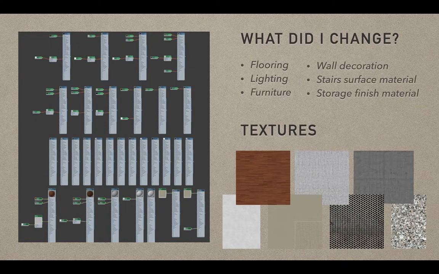So for the colors and materials that I used, I mainly focused on a neutral palette, like wood, beige curtains with pastel turquoise for the sofa, and concrete finish for the ceiling and stairs.